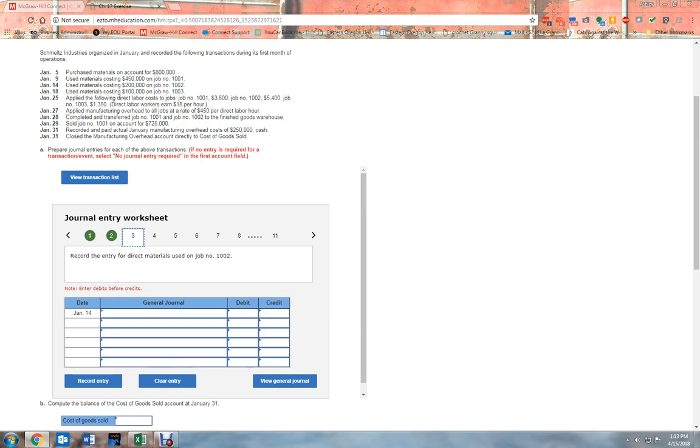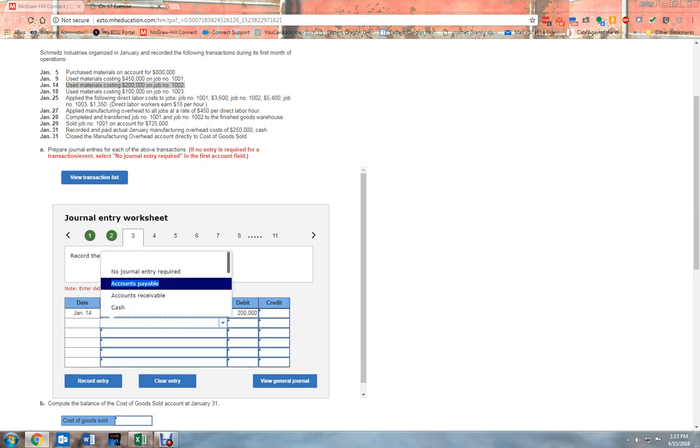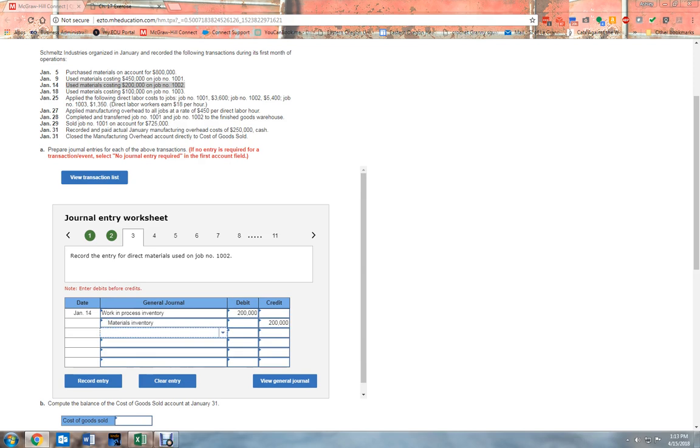So on January 14th, we used materials costing $200,000 on job number 1002. Same thing, moving those costs around. So work in process inventory gets those $200,000 in costs, from the direct materials inventory again. So credit takes it out. Okay, got that one taken care of.